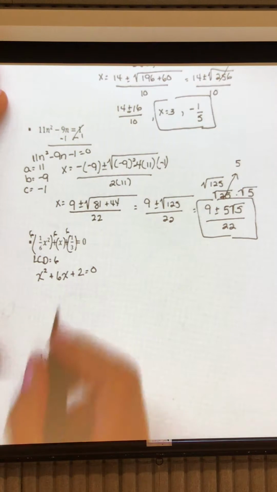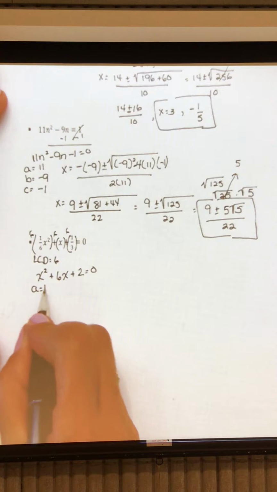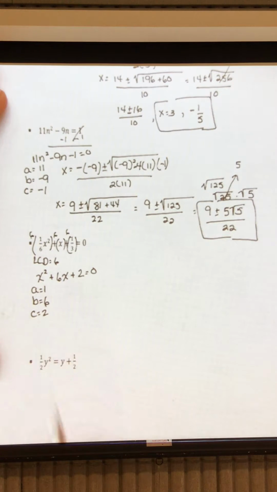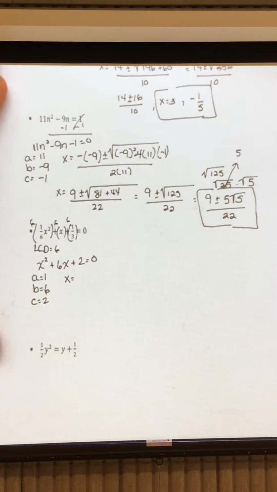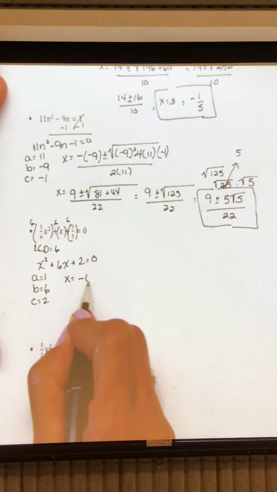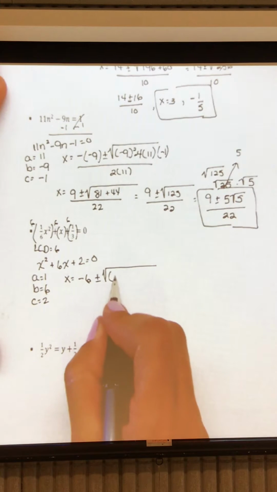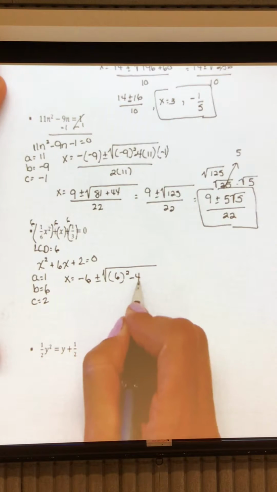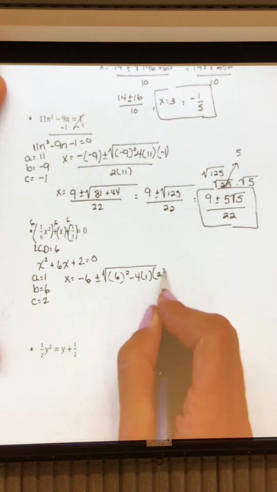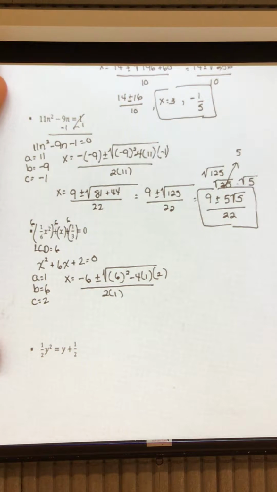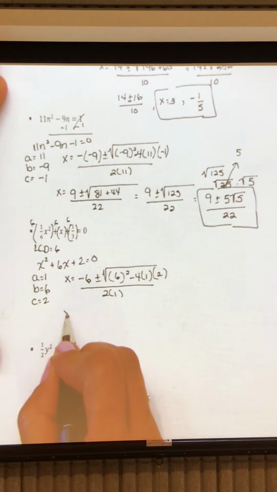So now we can define our variables. Our a is 1, our b is 6, and our c is 2. So let's plug this into our quadratic formula. X is equal to negative b plus or minus square root of b squared minus 4 times a times c, all divided by 2 times a. So now we can simplify this.